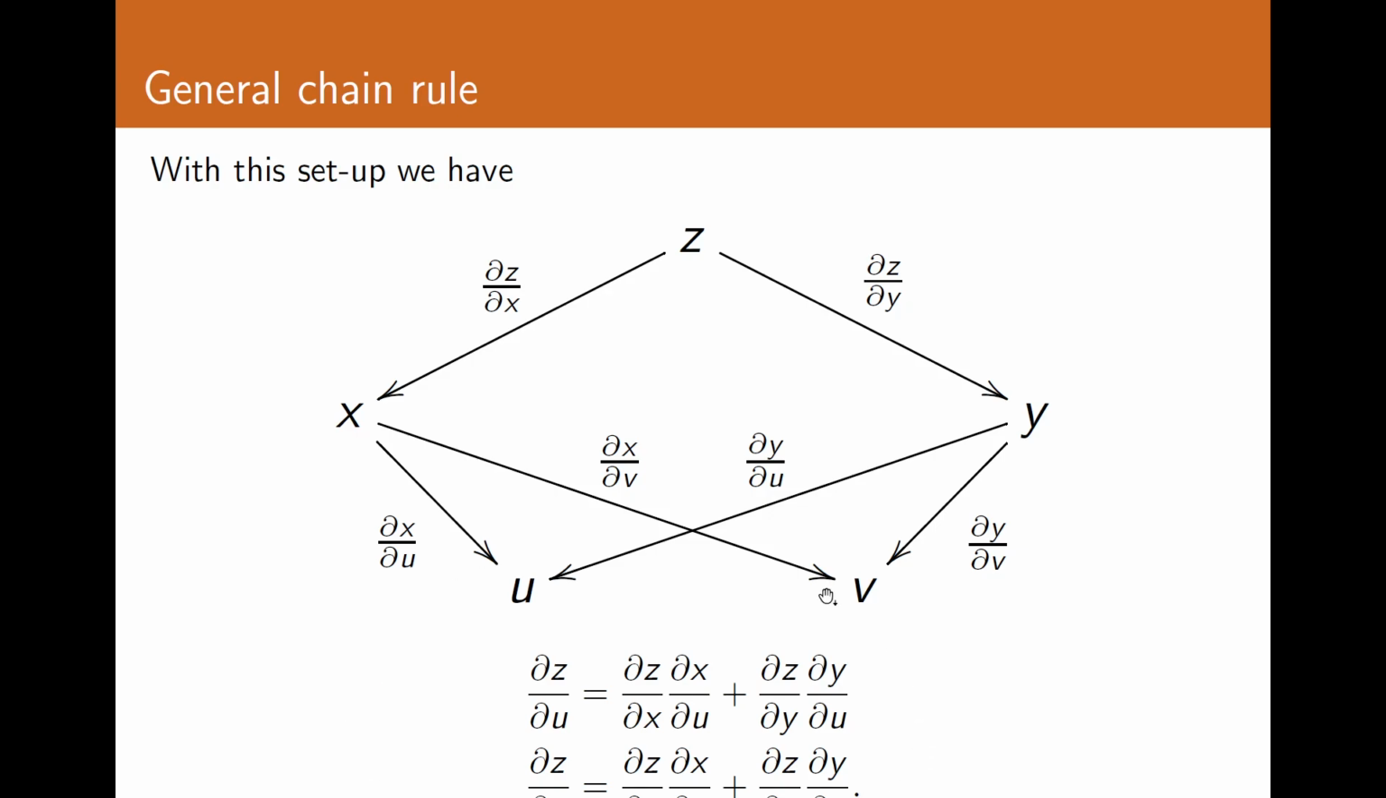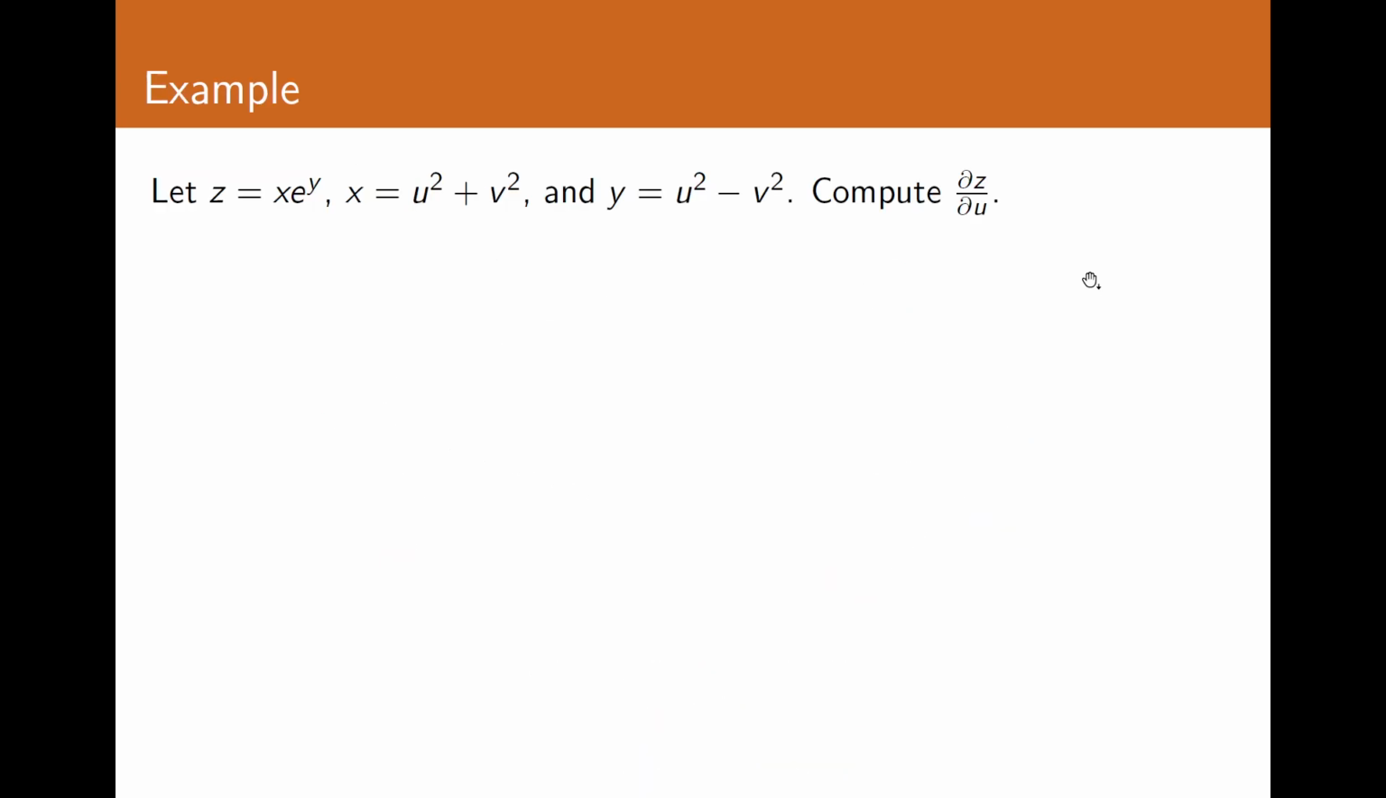So there's no need to memorize all of these different formulas. As long as you understand how to draw this picture and how to work the picture to go in the different directions, you can recover any chain rule you'd like. So let's see one example to finish this up in this setting. So let's let z be x e to the y, x be u squared plus v squared, and y be u squared minus v squared. And let's compute ∂z/∂u.